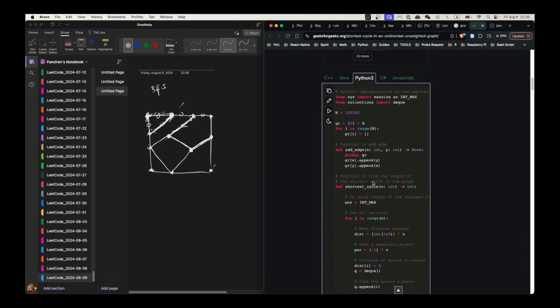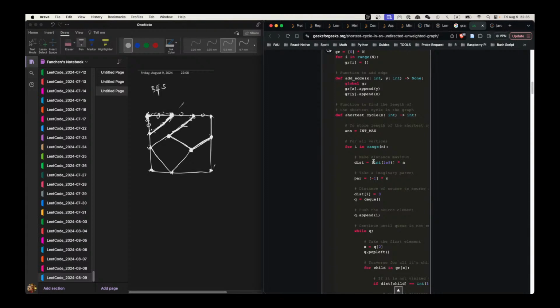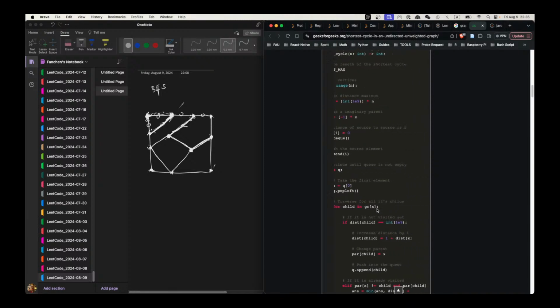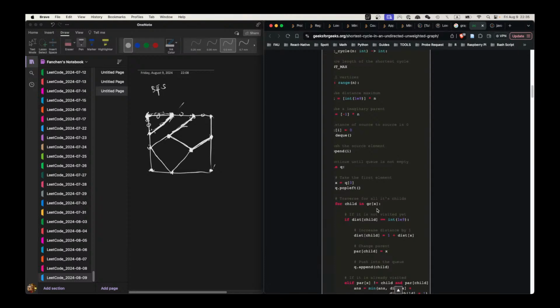Okay, so we are doing the graph, shortest cycle for each one. It's just a deque, it's just a queue. Take the first, get the child. If it's not visited, hold a second, they have a distance. This is interesting. Traverse for all its children. If it is not visited yet, increase the distance by 1. Change. Wait, what the hell?